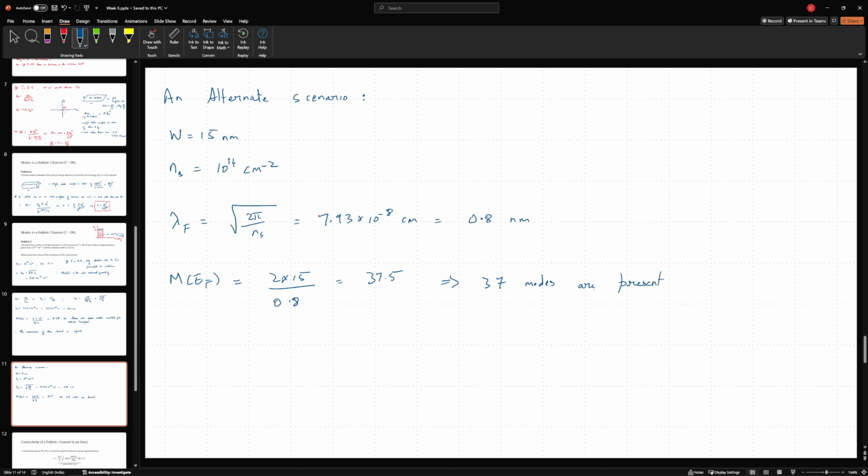So this gives us an idea as to the number of modes. If I had 10 to the power 4, that is 10,000 times more electrons, then I will have 37 modes present. Alternatively, I can also reverse this calculation. I can find the situation if lambda f is 30 nanometers, which implies one mode is available.